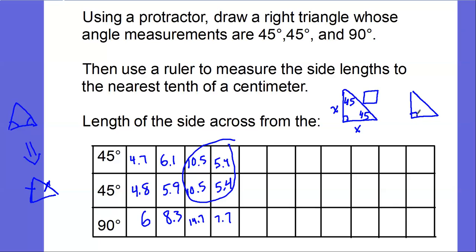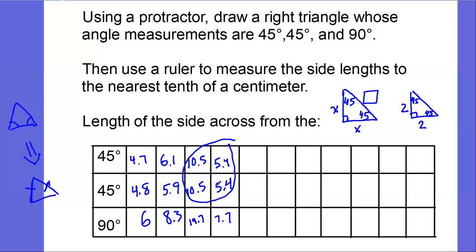If I know that, let's say I knew that this was 2 units, and this is 2 units, and this is a 45, 45, 90. What would this guy right here, what would your hypotenuse have to be in that situation?